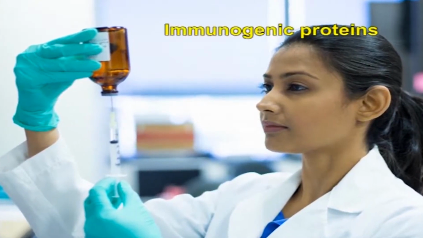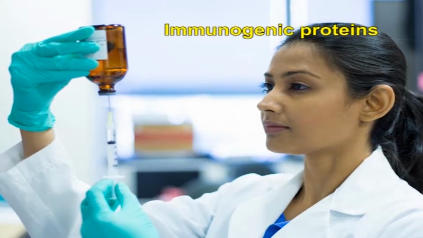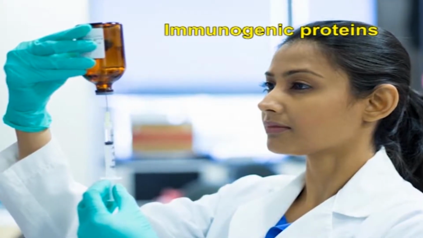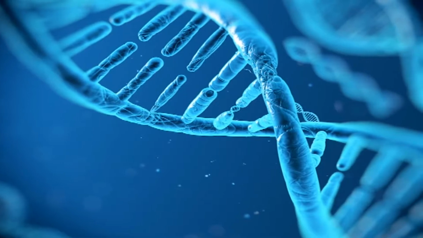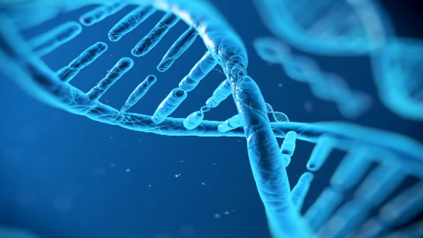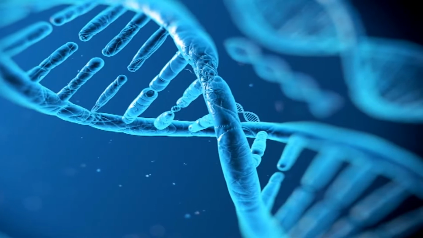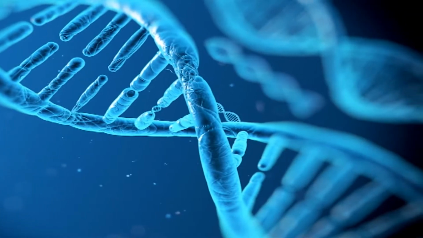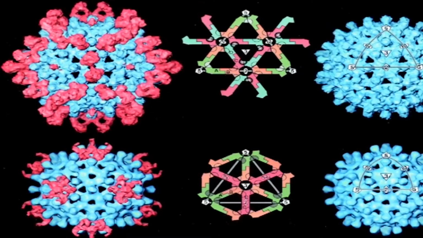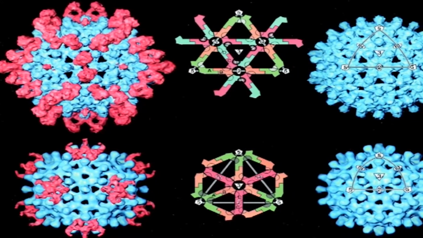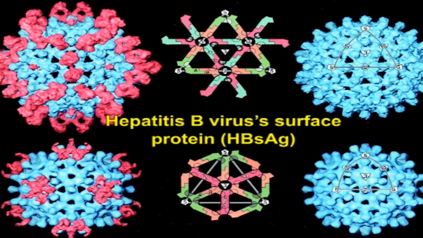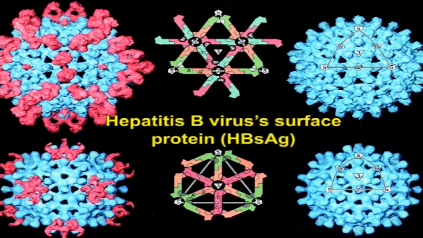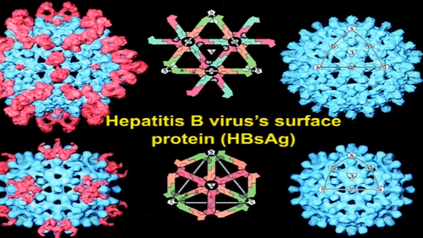The recombinant vaccines are immunogenic proteins that are produced by the genetic engineering method. DNA that encodes for an immunogenic protein of a pathogen molecule can be inserted into yeast, bacteria, and viruses that infect mammalian cells. The proteins are produced endogenously by the cells and can be harvested. Example, hepatitis B virus surface protein, simply called HBsAg.